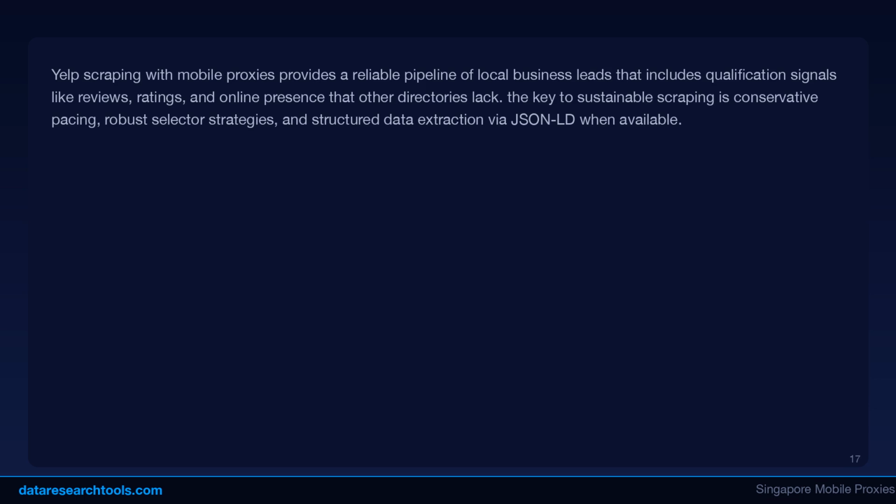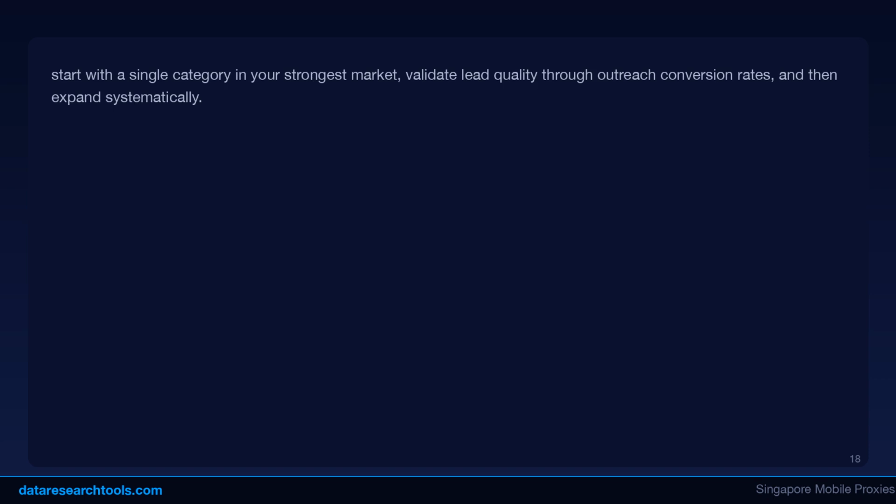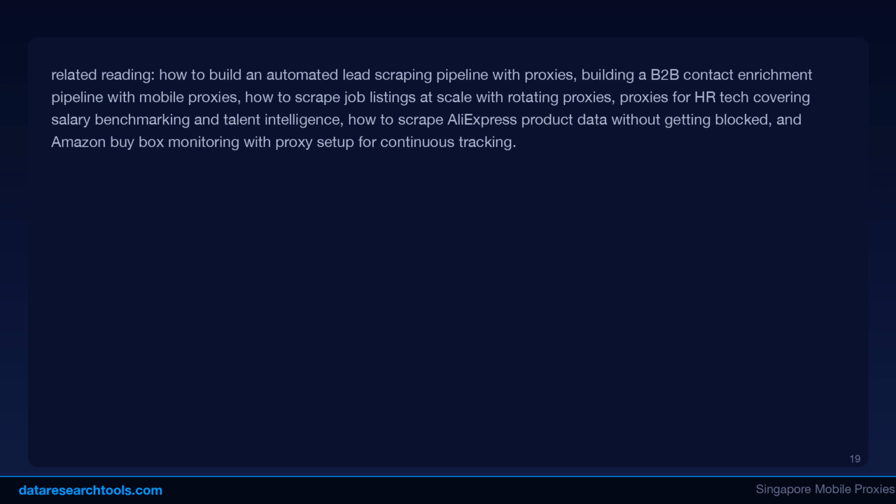Yelp scraping with mobile proxies provides a reliable pipeline of local business leads that includes qualification signals, like reviews, ratings, and online presence that other directories lack. The key to sustainable scraping is conservative pacing, robust selector strategies, and structured data extraction via JSON-LD when available. Start with a single category in your strongest market, validate lead quality through outreach conversion rates, and then expand systematically.